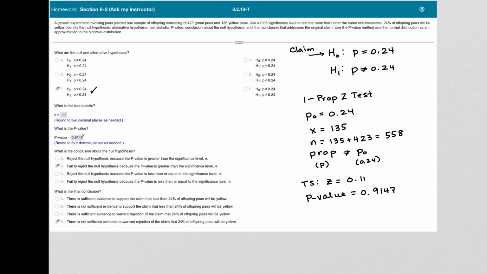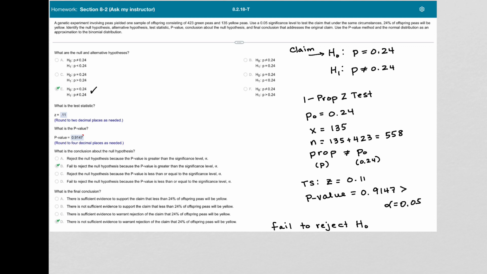Then we want to find the conclusion about the null hypothesis. So since we have a large value of P, I compare that to alpha. And in this problem, what did they say alpha was? 0.05. That's the significance level. Since P is greater than alpha, that's when I fail to reject the null hypothesis.